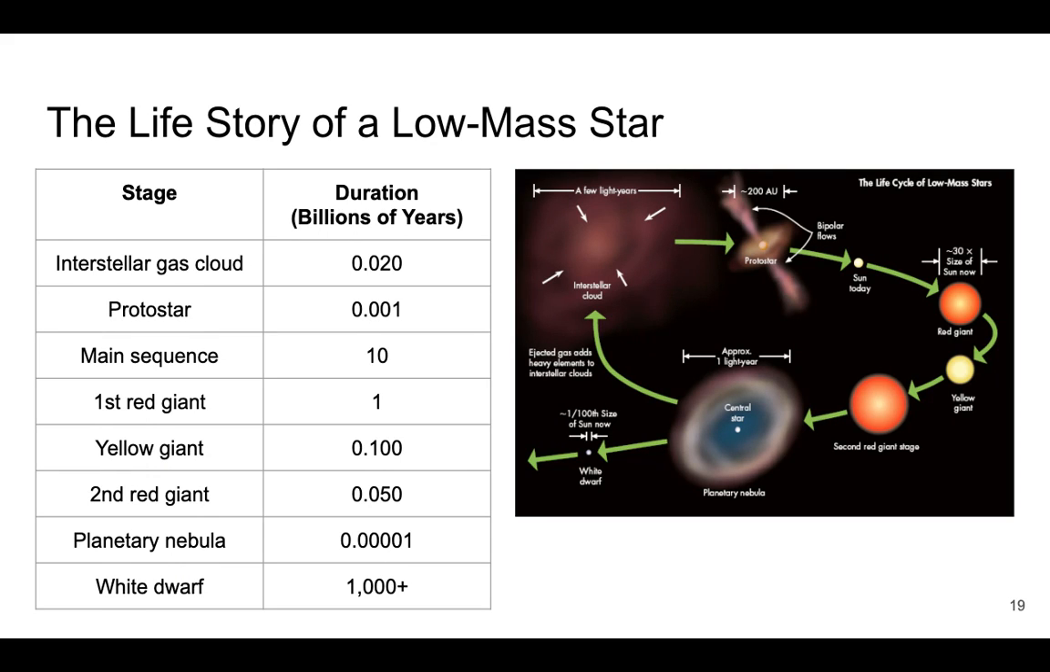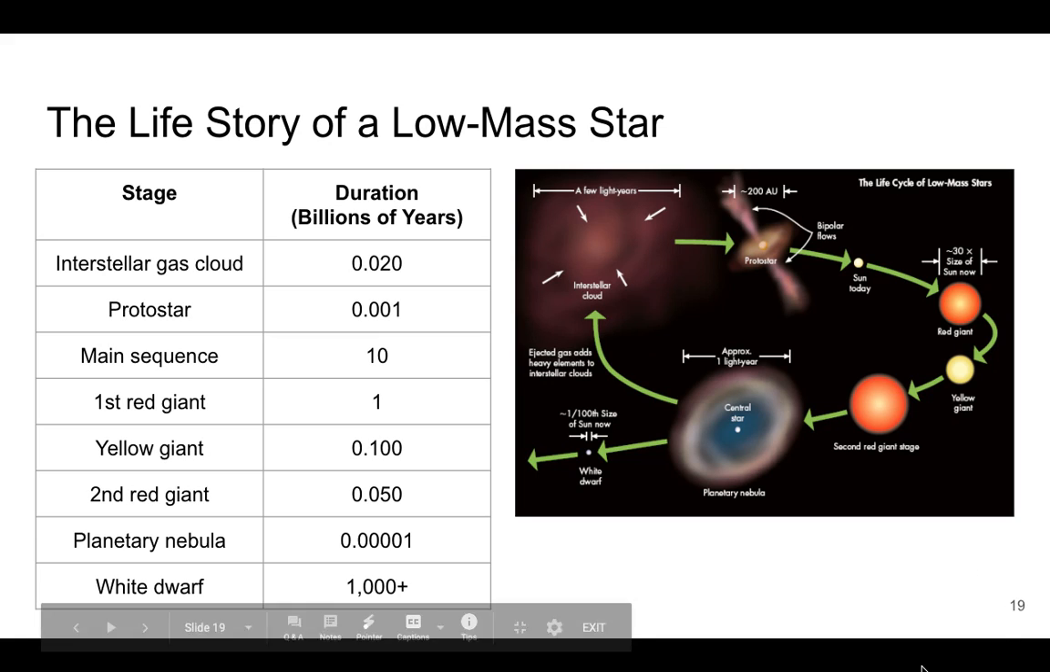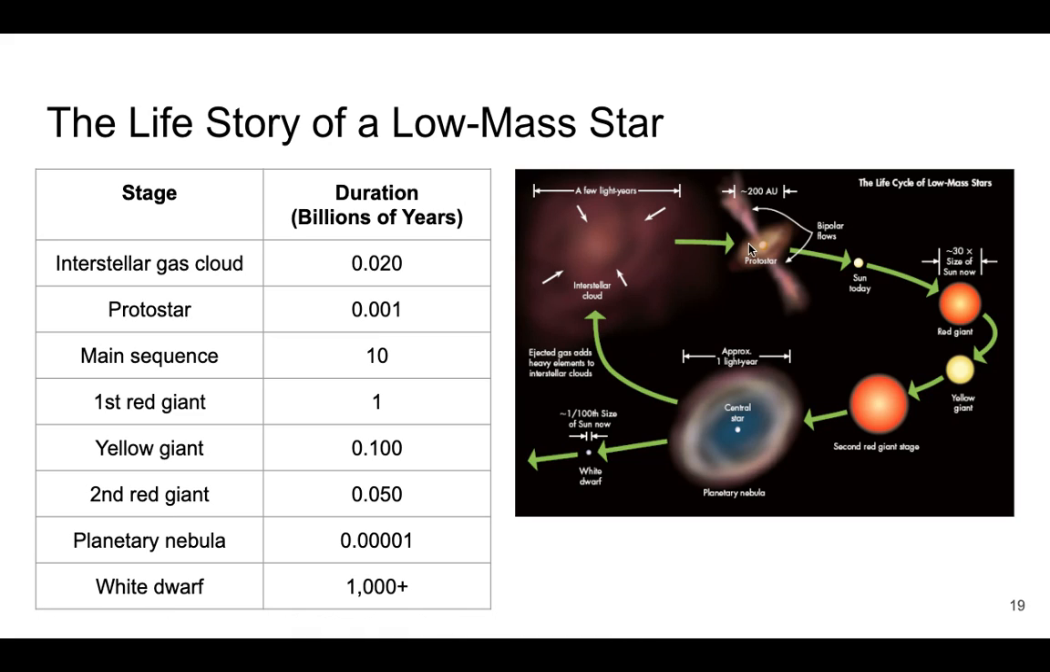So here's the whole timeline. All the different stages, and the right-hand column is how long each of those stages last in terms of billions of years. So we go interstellar gas cloud for a mere 0.02 billion years, and then a protostar for a mere 0.001, and then we enter the longest stage of the sun's life. It will be a main sequence star for about 10 billion years.